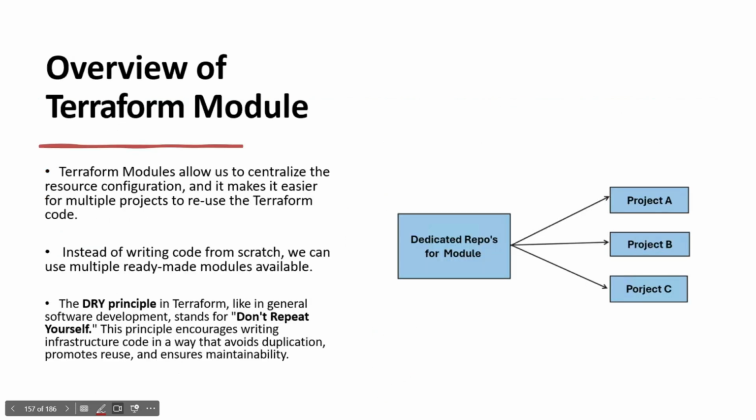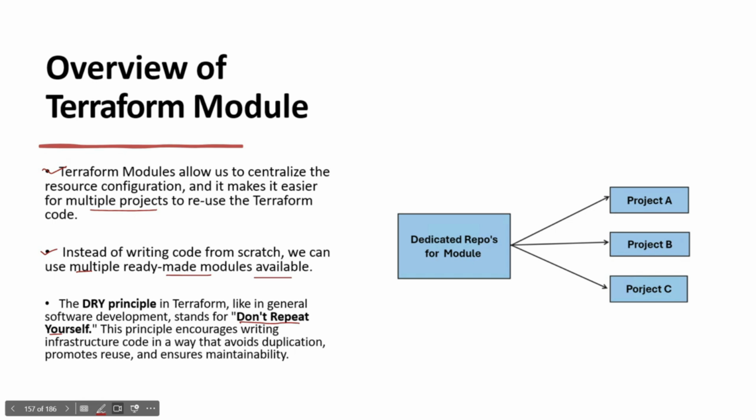So, overview of Terraform modules. Terraform modules allow us to centralize the resource configuration and make it easier for multiple projects to reuse the Terraform code. Instead of writing code from scratch, we can use multiple ready-made modules available. The DRY principle in Terraform, like in general software development, stands for Do not Repeat Yourself. This principle encourages writing infrastructure code in a way that avoids duplication, promotes reuse, and ensures maintainability.